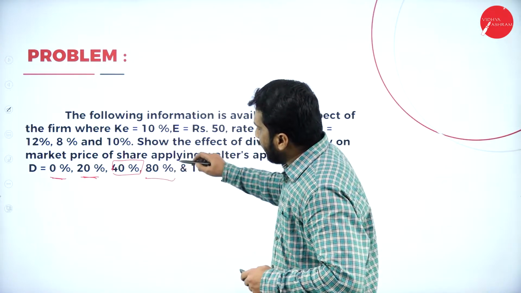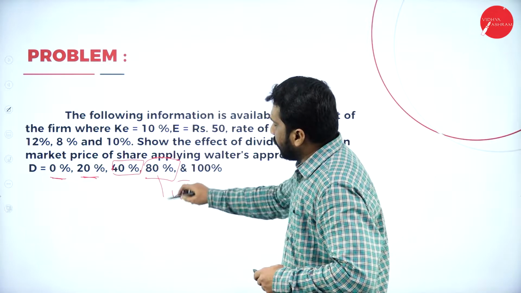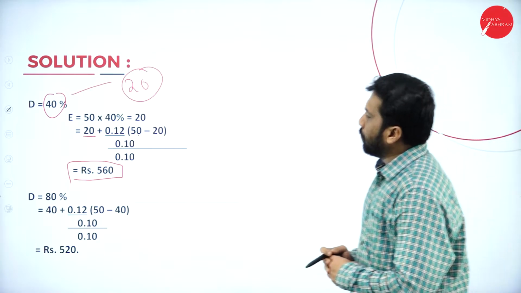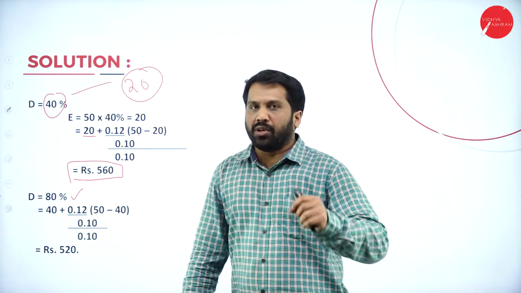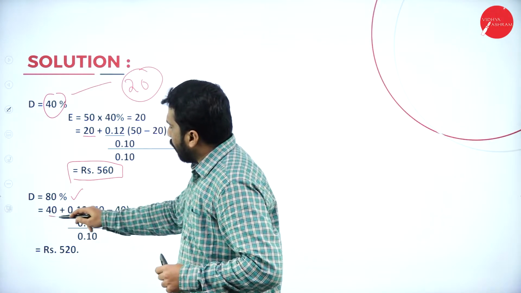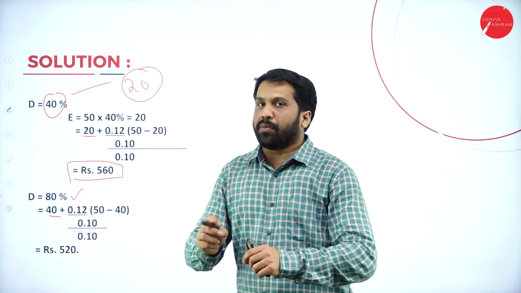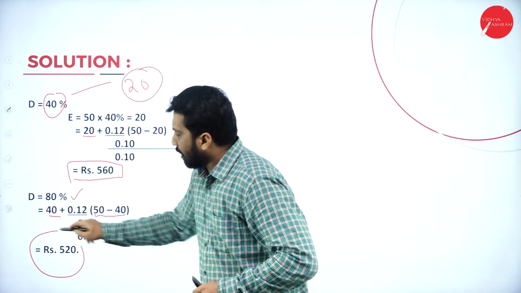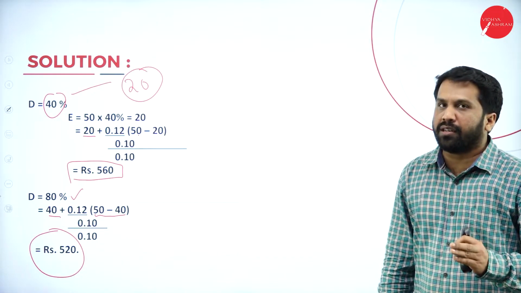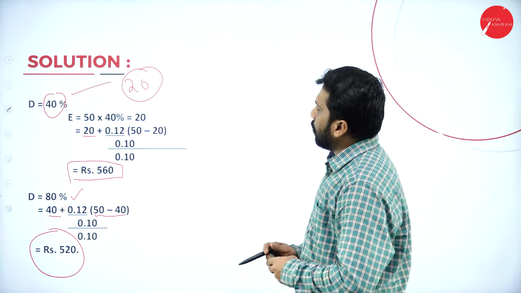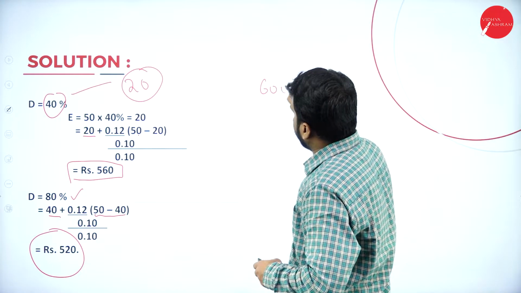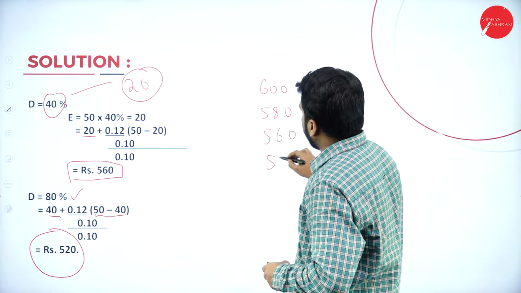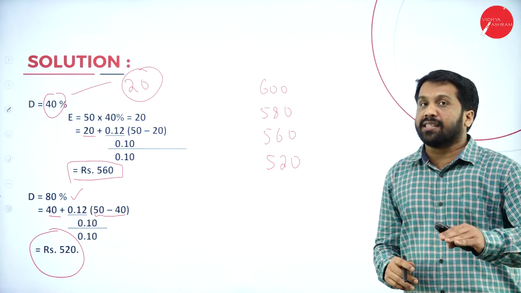What is the next one? 80%. So how much should we consider? 40, half of 80. Now, dividend payout ratio is 80%. 40, 0.12 divided by 0.10 divided by 0.10, 50 minus 40, your answer is 520. Hope you are clear. So now, we go with the actual one. We got 600, 580, 560, and 520. These are the answers we got.